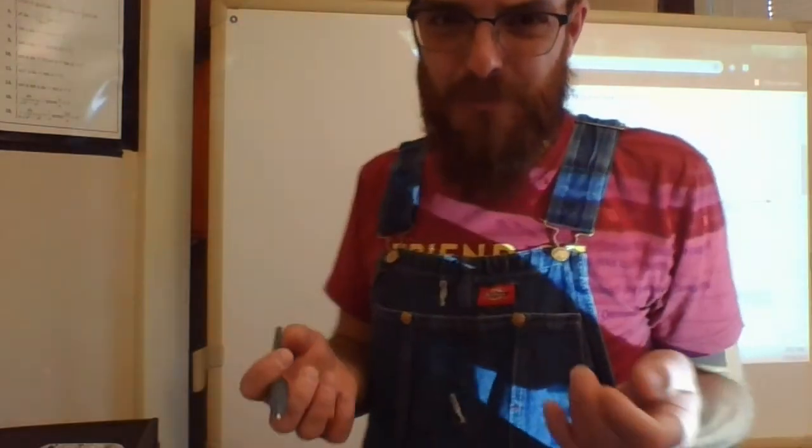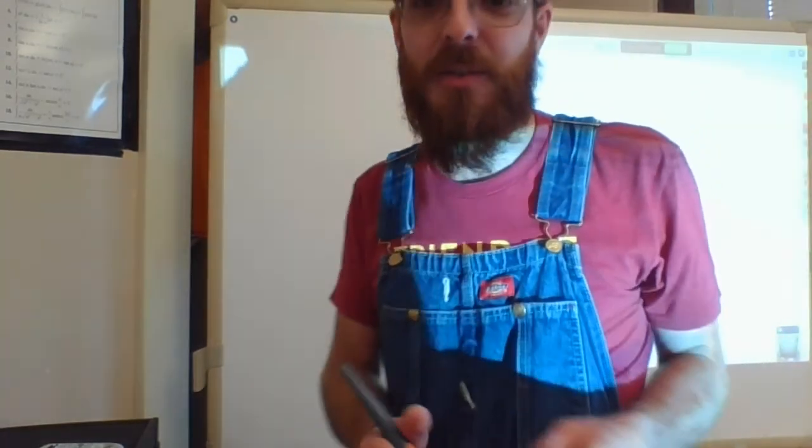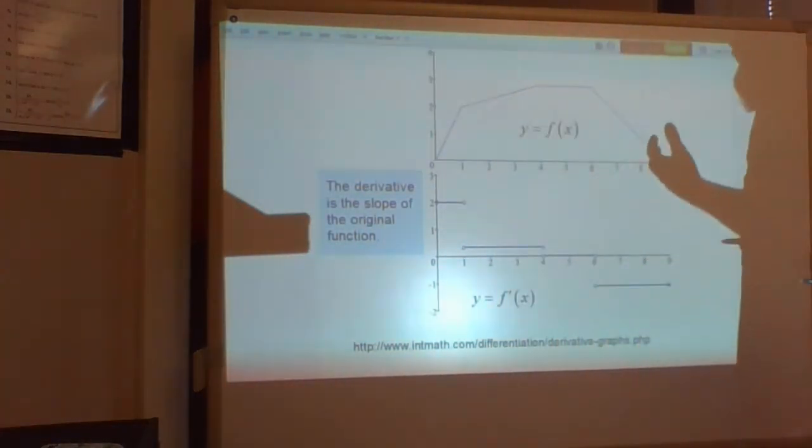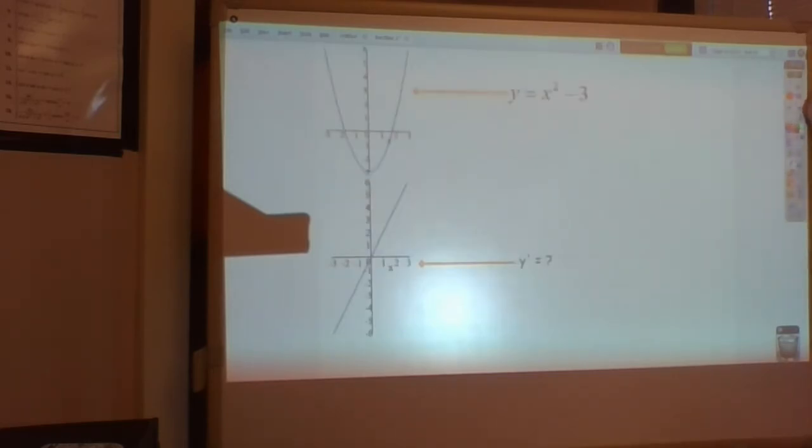It's more of a fudge factor than a real art at this point, because you guys haven't really experienced derivatives. Transferring between the graph of the function and the graph of the derivative, it comes with practice, and we will practice it. All right.